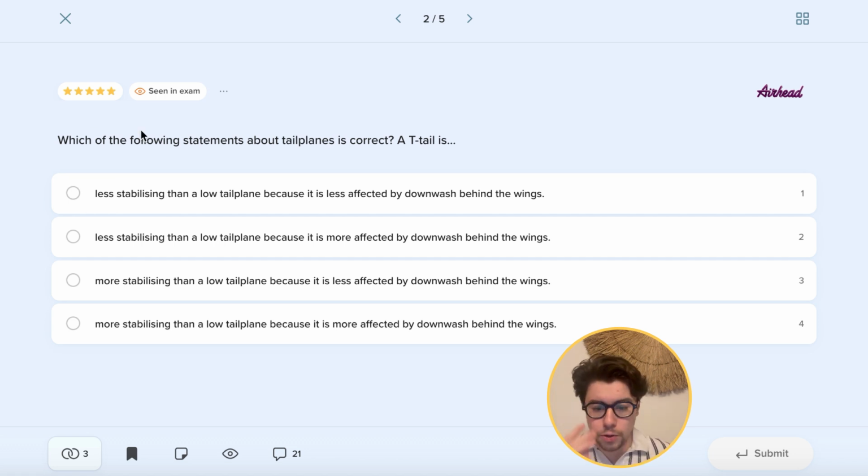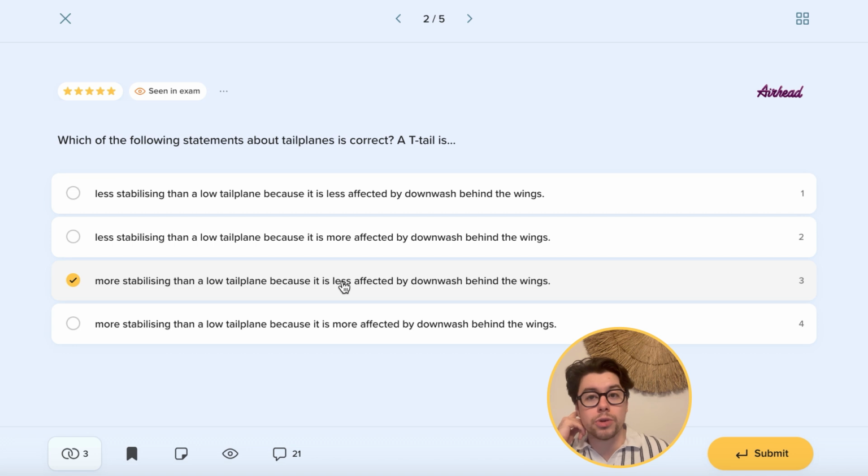So going into the answers here, of course, a T-tail is more stabilizing than a low tailplane. This is because it's less affected by the downwash behind the wings. And of course, the downwash, as you should remember from the previous topics of principles of flight, always goes down, just like the vortices, which go down below the aircraft. So when you're flying, the T-tail is positioned higher, further away from the downwash than the low tailplane. And this will give it more stabilizing properties, mainly because of a larger moment.